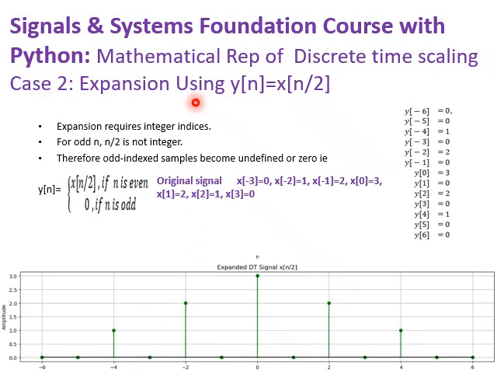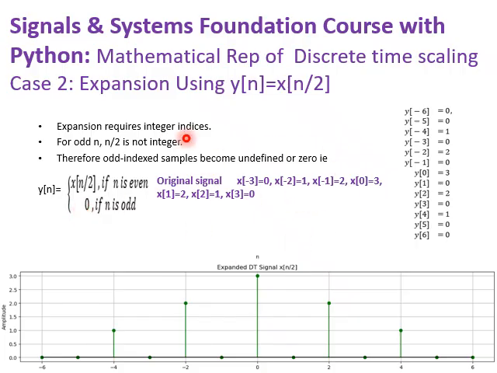The second case is the expansion, where y of n is related to x of n by y of n equals x of n by 2. In this case expansion occurs, but keep in mind that it requires integer indices. For odd n, n by 2 is not an integer, so odd index samples become undefined or 0. If we define it to be 0, we have the new definition: y of n is equal to x of n by 2 if n is even, and if n is not even, then we write 0.